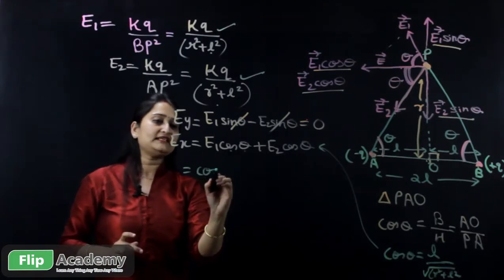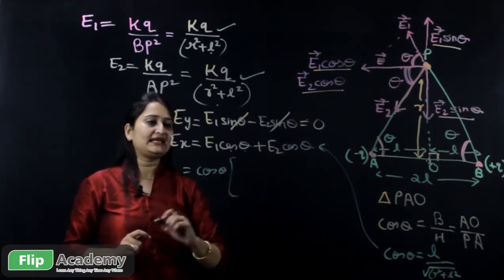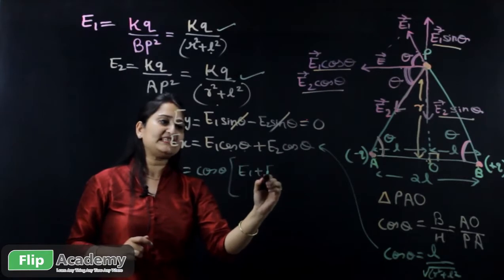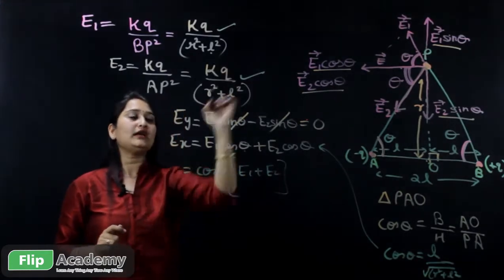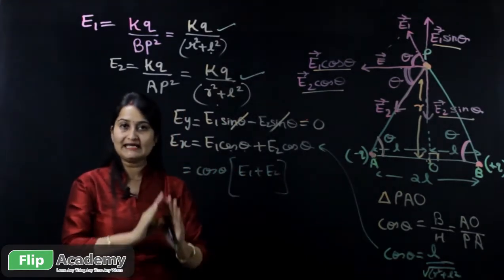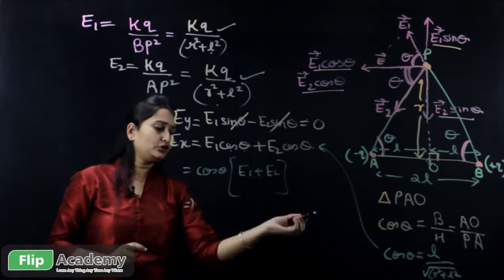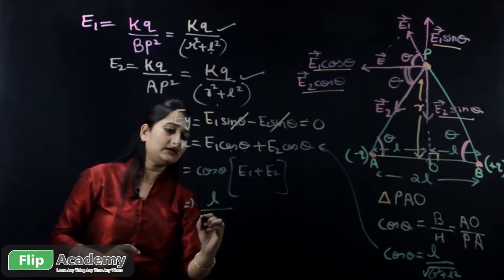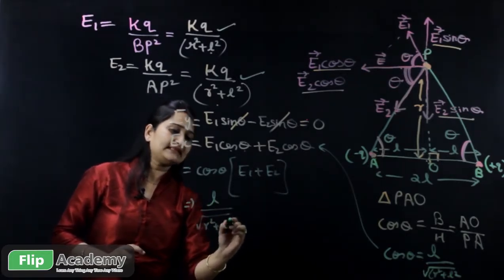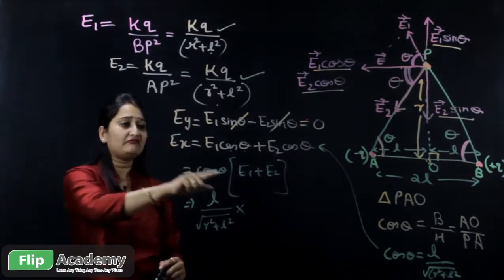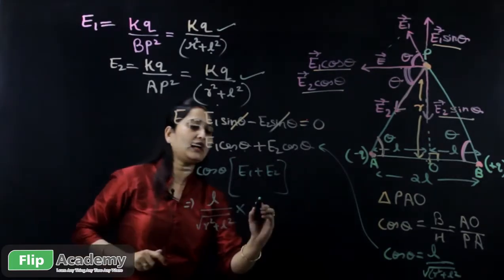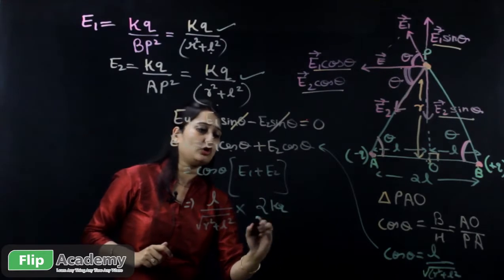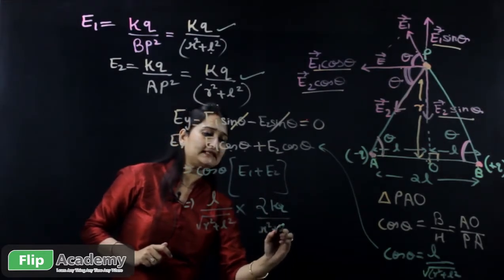Now, take cos theta common because it is common in both the cases. So, it becomes E1 plus E2. E1 and E2 both are known to you, so the values get directly added up. Cos theta, substitute the value from there, that is L under root R square plus L square, multiplied by, when you add these two values, you will get the answer, that is KQ upon R square plus L square.